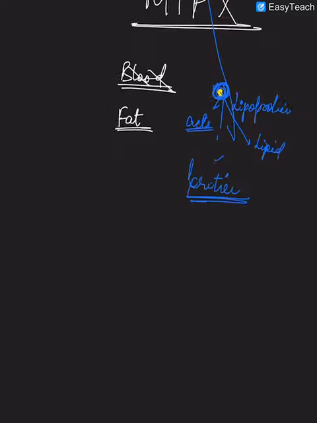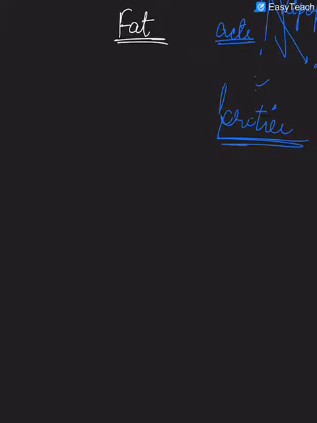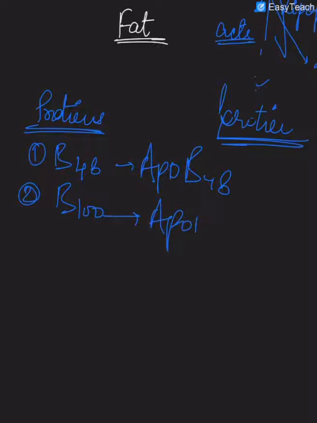Now the problem in abetalipoproteinemia. One more point I need to tell you here is that the proteins that cover these fat molecules, we have two of them. One from the intestine, which is B48, and one from the liver, which is called B100. So these are the two molecules. You have to add APO here. So APO B48 and APO B100. These are the proteins that cover the fat molecules.